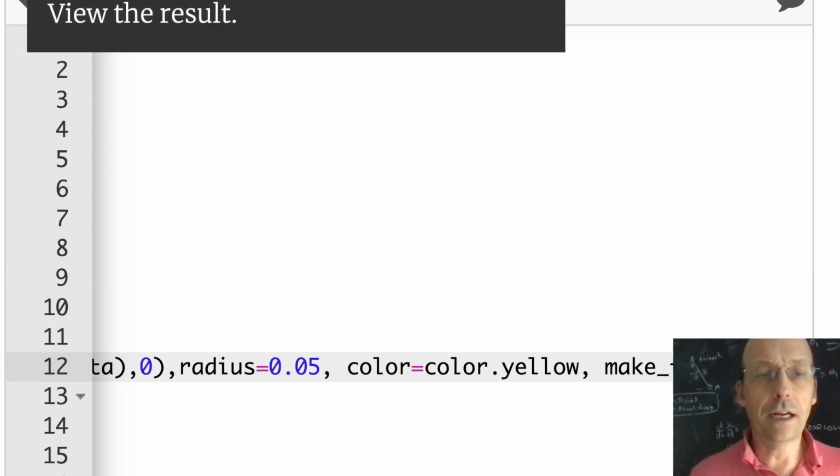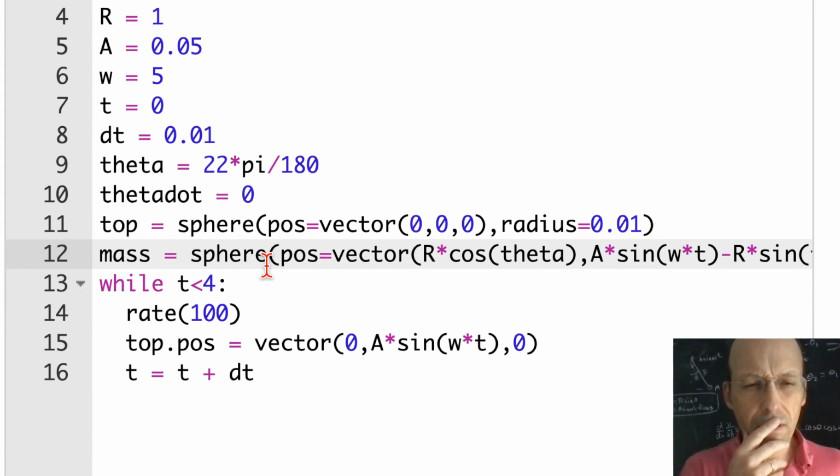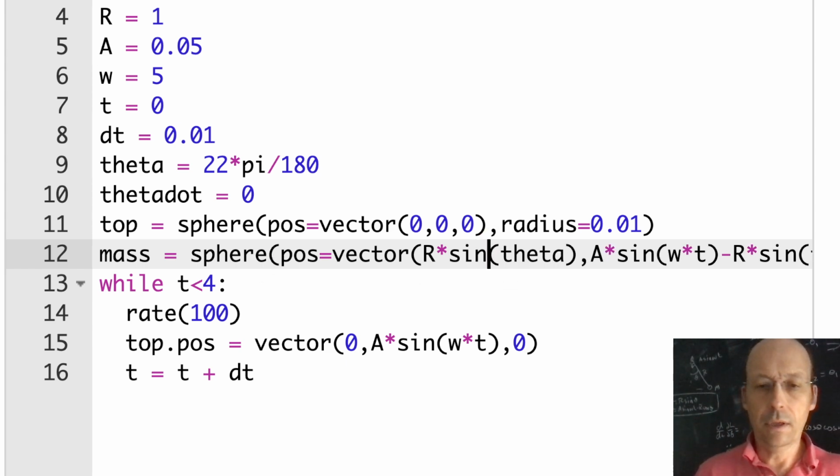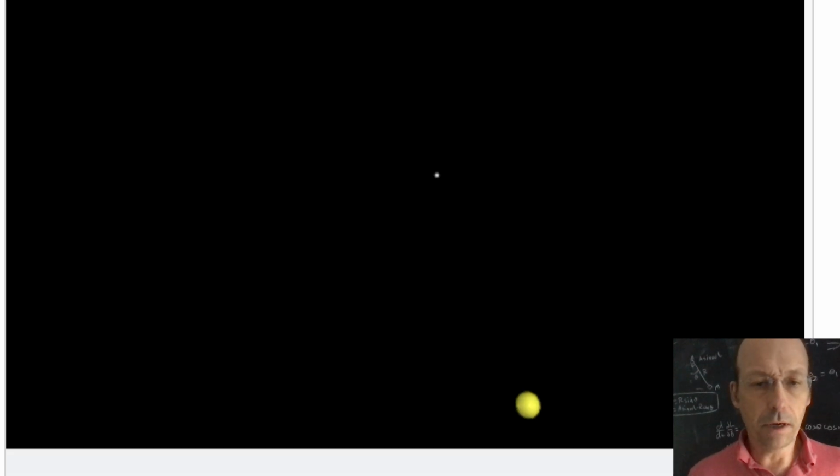Okay, it's not even animated. Okay, so there's my mass. That doesn't look right. It's so far off. Position vector r. Oh, that's right. This is sine, and that's cosine. So there, that looks good.